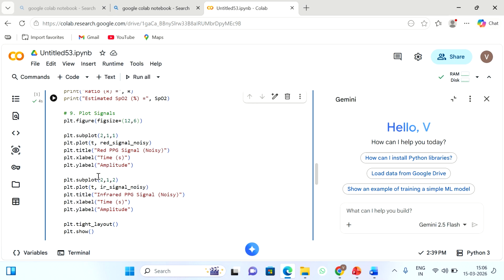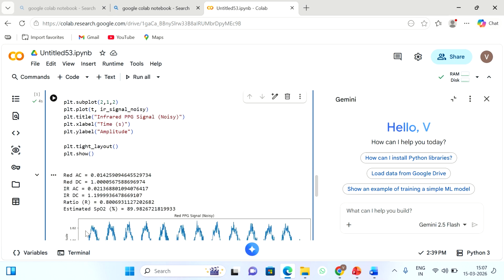In the second plot, two rows, one column, second position, the same thing is done for the IR signal: time comma IR signal noisy. The plot title is infrared PPG signal noisy, with x label time in seconds and y label amplitude, and then tight layout. Each and every graph will be equidistant and located spatially with uniform spacing, so they are tightly fit.